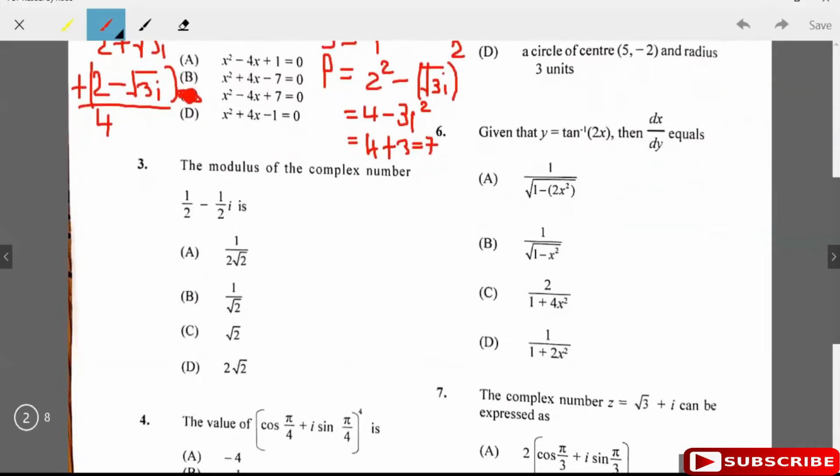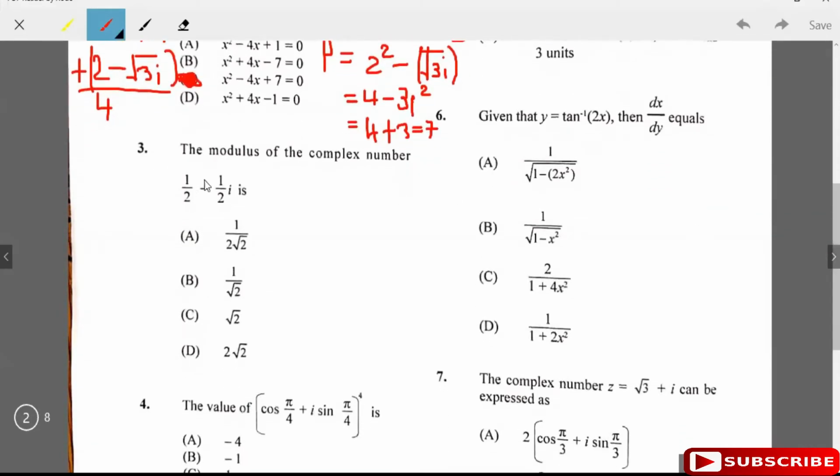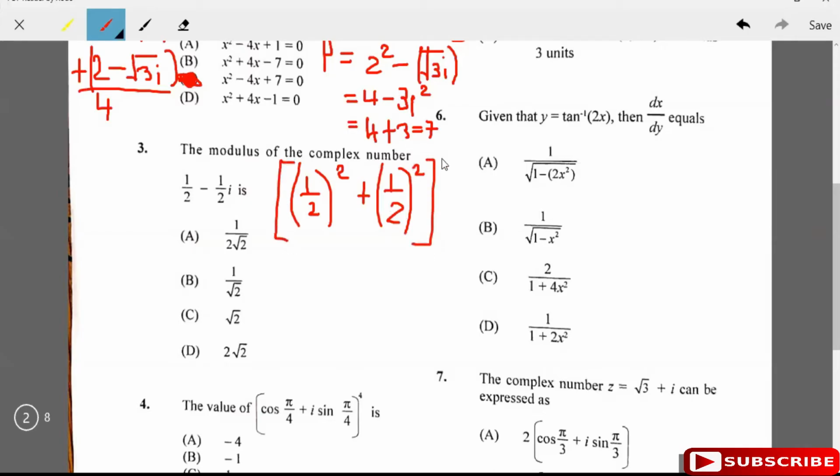Question 3 asks for the modulus of this complex number. What's the modulus? It's the square root of a half squared plus negative half squared. So it's really just half squared plus half squared, square rooted. Half squared is a quarter. A quarter plus a quarter is a half. And then we square root a half, which is 1 over root 2. That's option B.